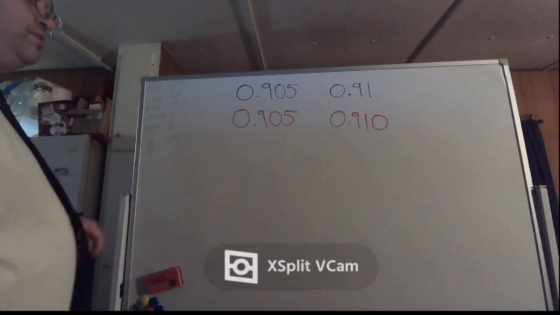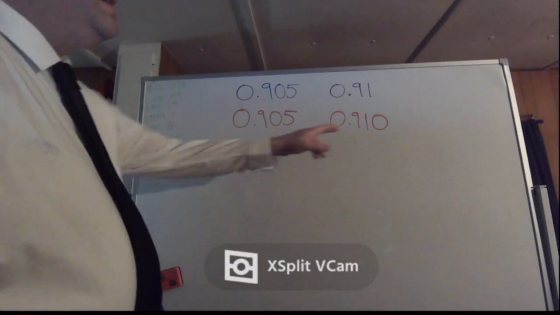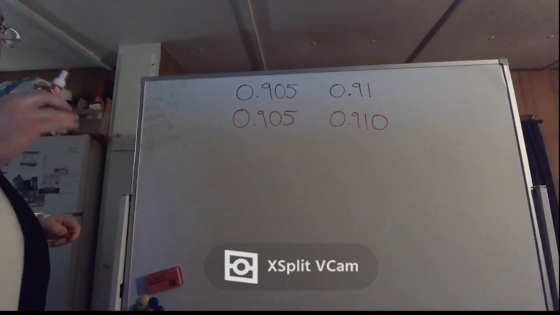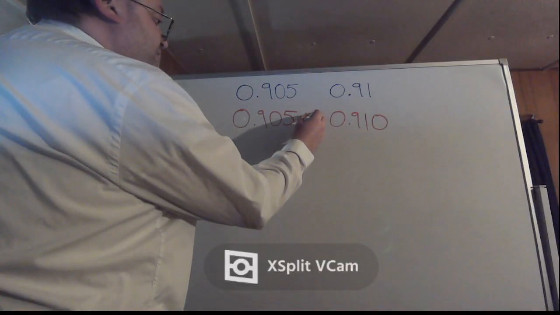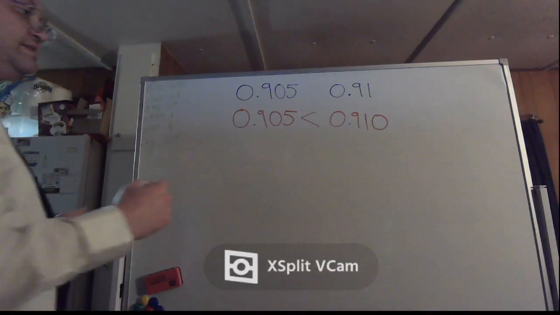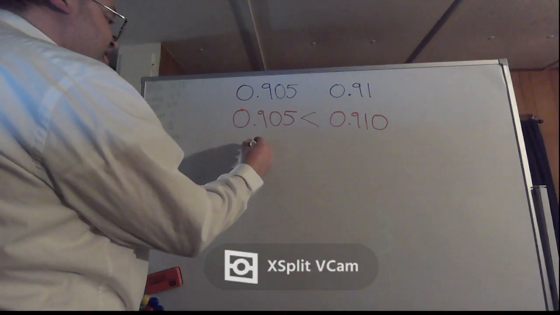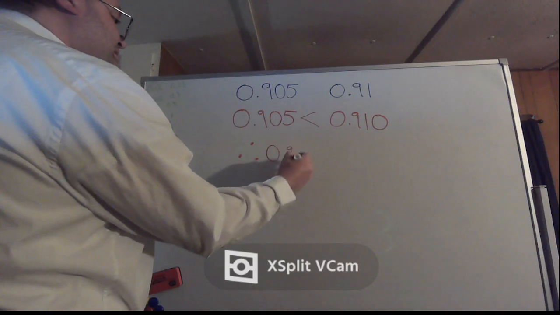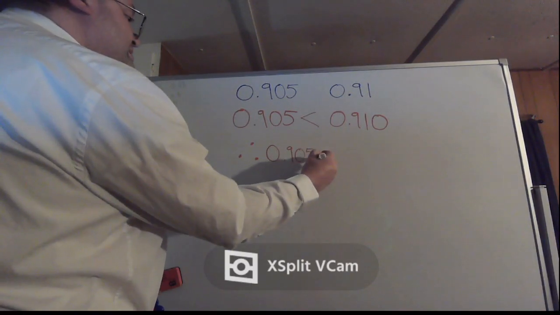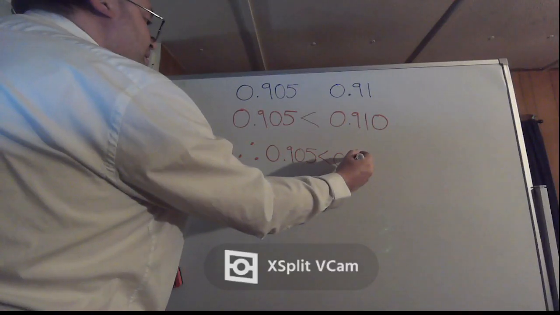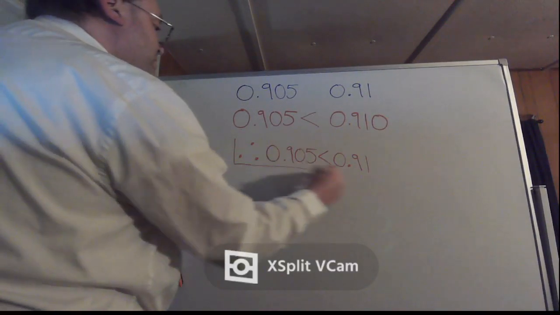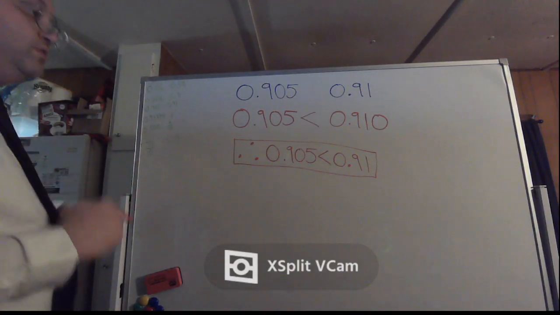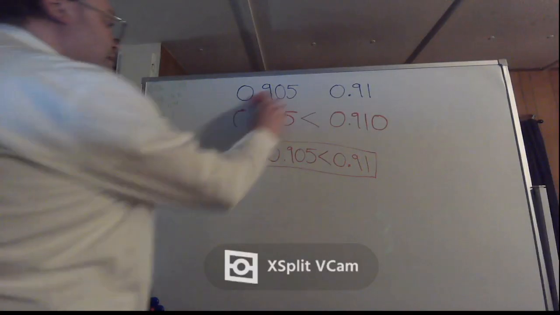So now you have 905 thousandths and 910 thousandths. Which number is going to be bigger? Definitely the 910 thousandths. So we would write this as 905 thousandths is less than 910 thousandths. And then you would say, therefore, 0.905 is less than 0.91. That would be your answer. 0.905 is less than 0.91. Alright.